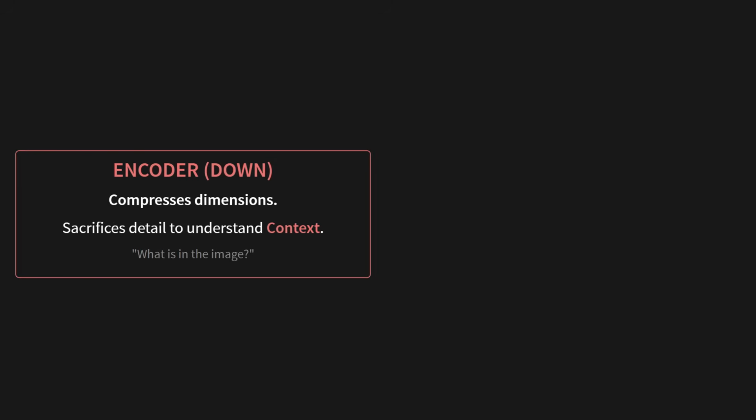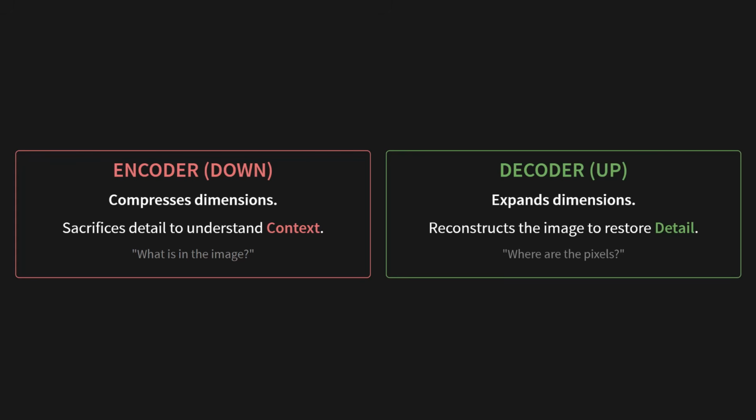So what are these two sides actually doing? Well, the encoder, as it goes down, compresses the dimensions. It sacrifices the little details to understand the big picture, the context. It's trying to answer the question, what is in this image? Is it a car? A face? A dog? Then, the decoder does the opposite. As it goes up, it expands the dimensions. It tries to reconstruct the image and restore all that fine-grained detail. It's asking, okay, now where do all the pixels go?